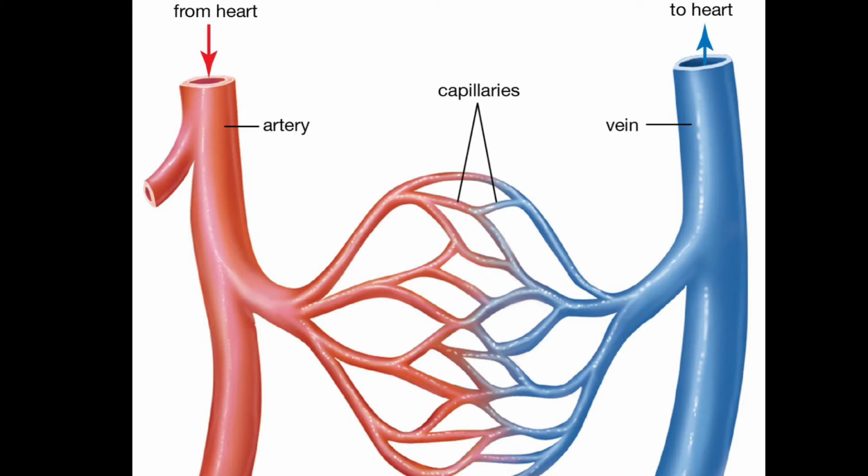Veins are blood vessels that carry blood to the heart. They have valves that keep blood from backing up as it is carried towards the heart. Capillaries are the smallest blood vessels and are where the gas exchange takes place. Oxygen, carbon dioxide, nutrients, and waste diffuse easily through the capillary walls.